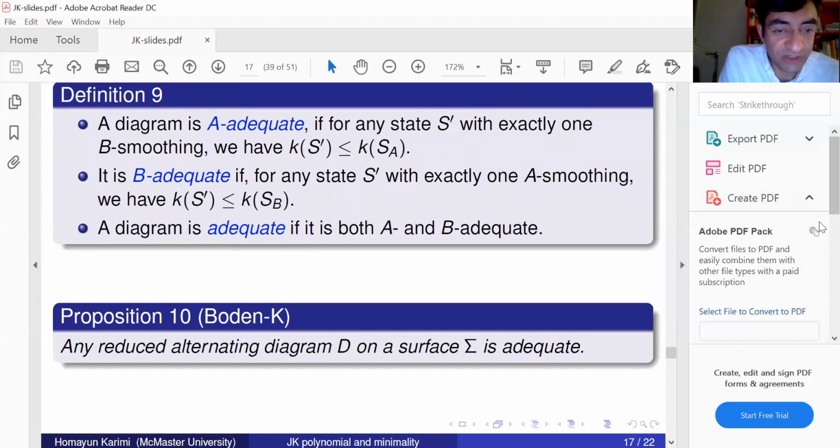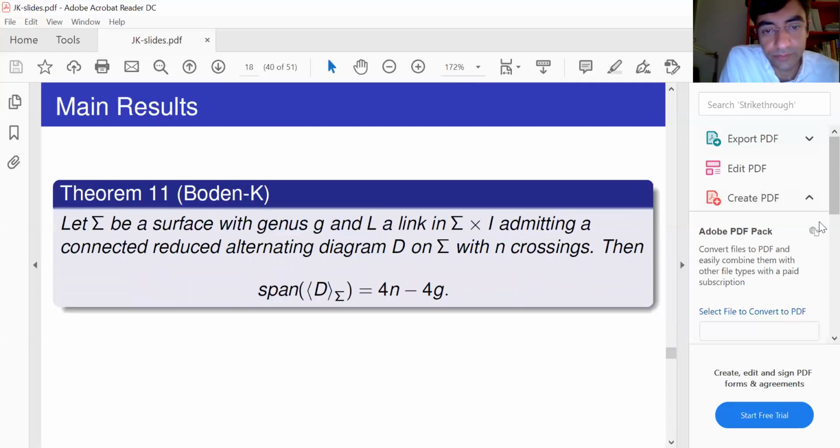So the first proposition that we have here is that if you have any reduced alternating diagram D on a surface sigma, then that diagram is adequate. And a theorem that we have here is that suppose sigma is a surface with genus G and L is a link in sigma cross I, which admits a connected reduced alternating diagram D on sigma with n crossings, then the span of the homological Kauffman bracket is equal to 4n minus 4G.